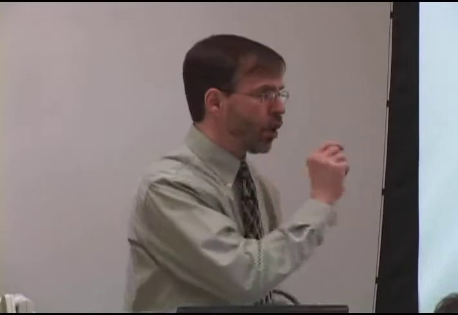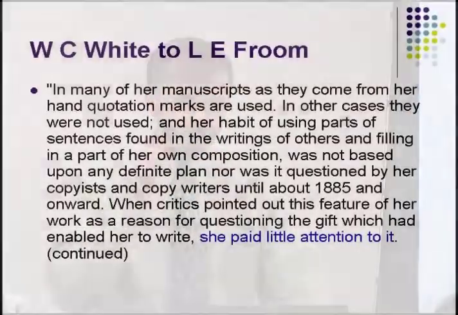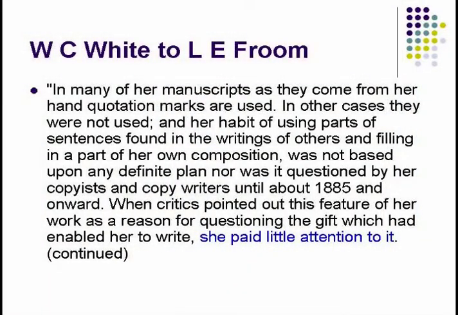When critics, notice the next sentence, when critics pointed out this feature of her work as a reason for questioning the gift which had enabled her to write this. What's the accusation? Sister White, we're having doubts about your prophetic gift because of the way you write your books, i.e., Sketches from the Life of Paul. Sister White, we're having problems here. We're questioning whether you're a genuine prophet. What did she respond?